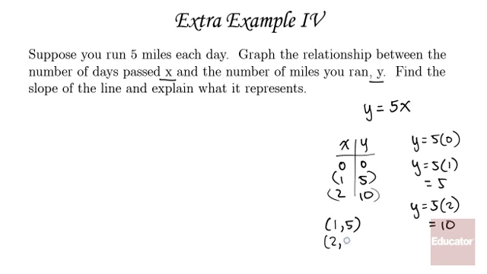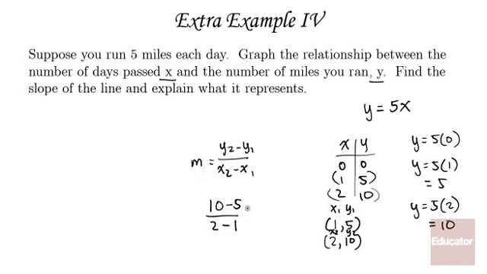Remember your equation for slope is m represents slope, equals change in y, rise, over change in x, run. x1, y1, x2, y2. So 10 minus 5 over 2 minus 1. 10 minus 5 is 5, and 2 minus 1 is 1. And that slope simplifies to 5.